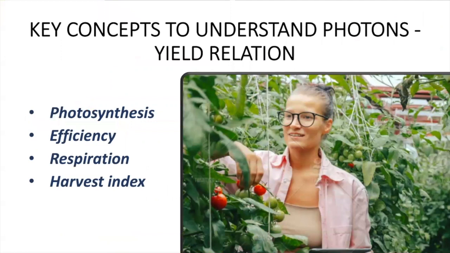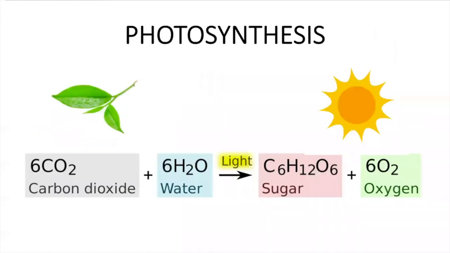In order to understand where these numbers are coming from and how can we use them, we need to learn about photosynthesis, efficiency, respiration, and harvest index, at least, because there are a lot of things that we can learn about when trying to understand photons and yield. So let's start with photosynthesis.